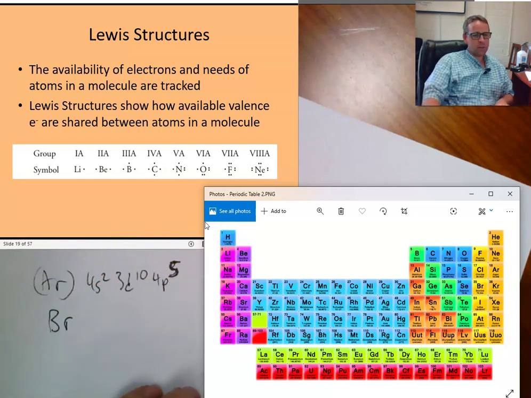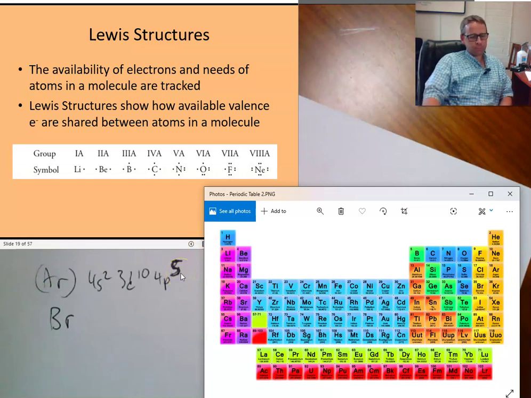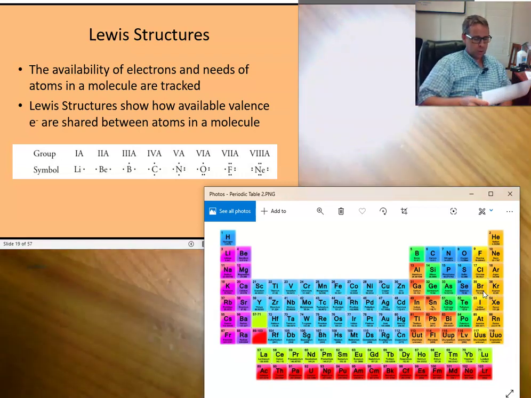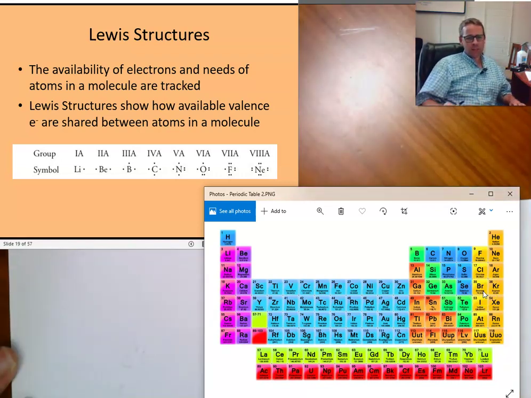But what's an easier way to do it, Nikki? Can you just see that it's in the 7th column? That's right. Just see that it's in the 1, 2, 3, 4, 5, 6, 7th column, and so it tells us how many valence electrons there are. Now don't forget, just because we've identified that bromine has 7 valence electrons, it doesn't mean that's all the electrons that bromine has.